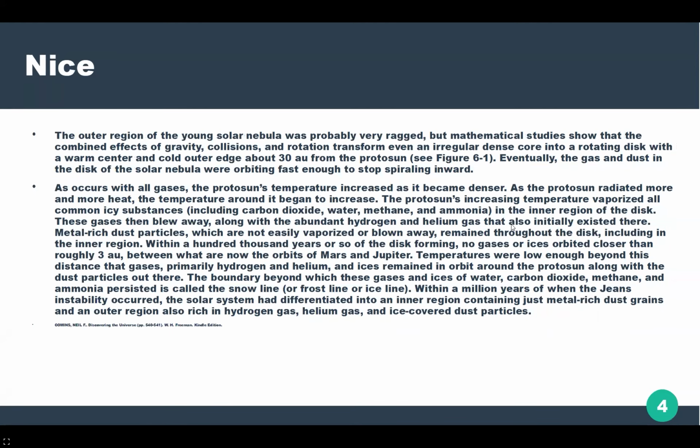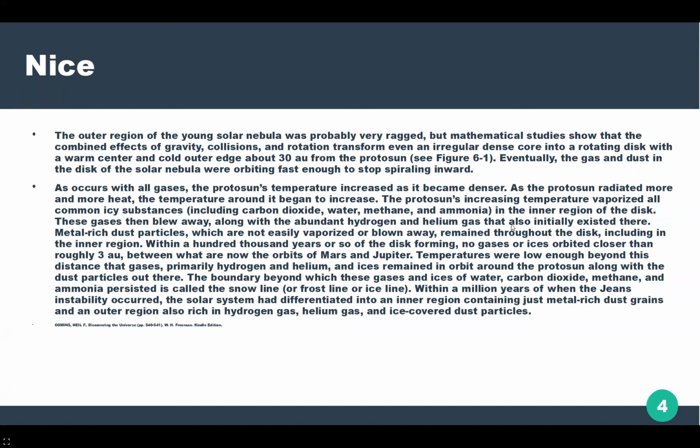The outer region of the young solar nebula was probably very ragged, but mathematical studies show that the combined effects of gravity, collision, and rotation transform even an irregular dense core into a rotating disk with a warm center and a cold outer edge about 30 AU from the protosun. Eventually, the gas and dust in this disk, the solar nebula, were orbiting fast enough to stop spiraling inwards.